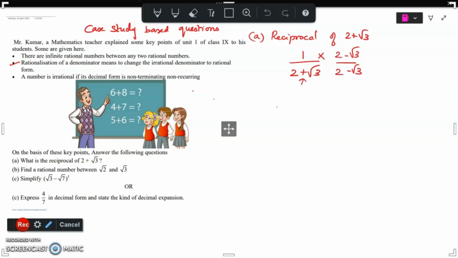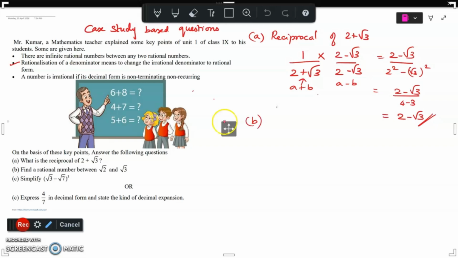So if I multiply, numerator into numerator will be 2 minus root 3. Denominator into denominator, which is in the form a plus b into a minus b, hence it is a square minus b square. So you will get 2 minus root 3 by 4 minus 3. So my answer for reciprocal of 2 plus root 3 is 2 minus root 3. Got it? Let us go for question number B.